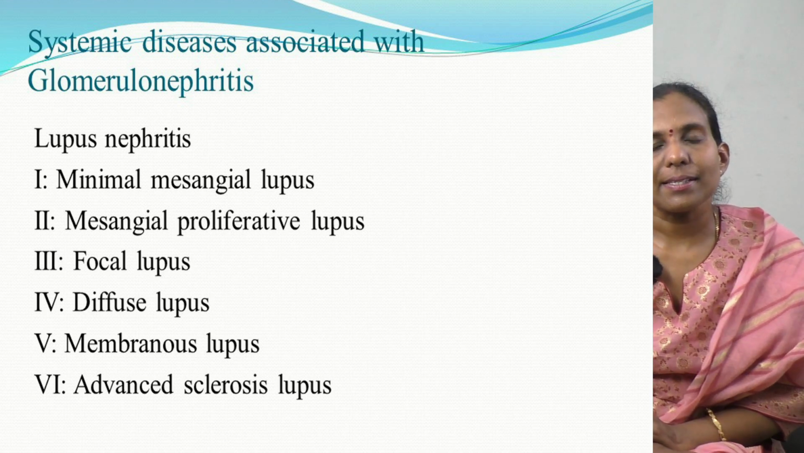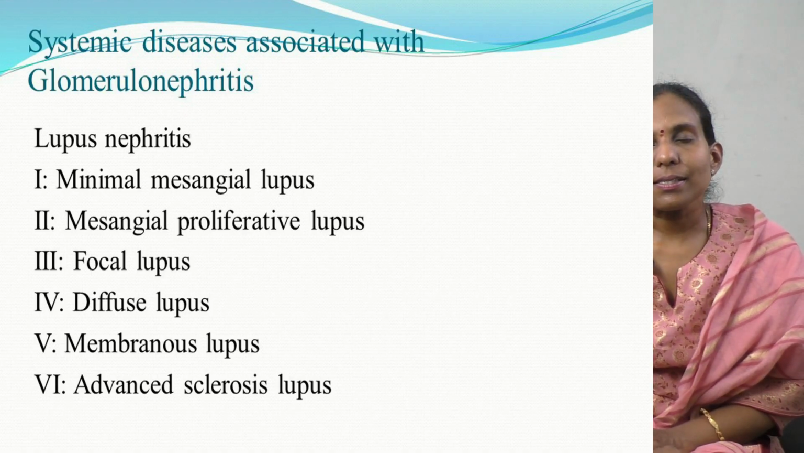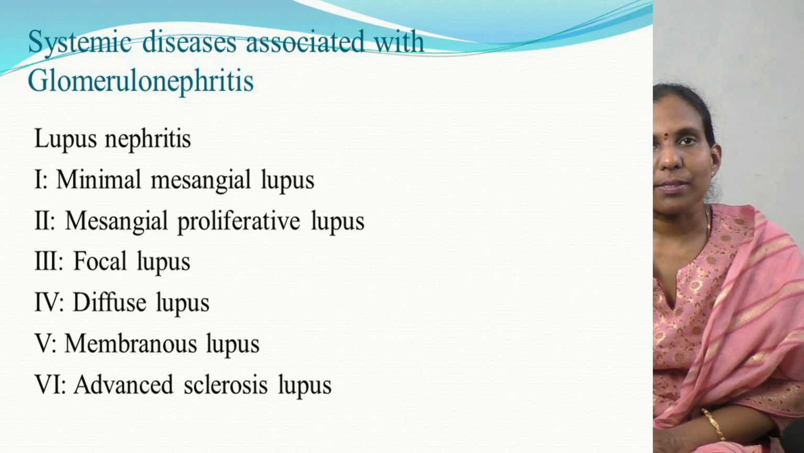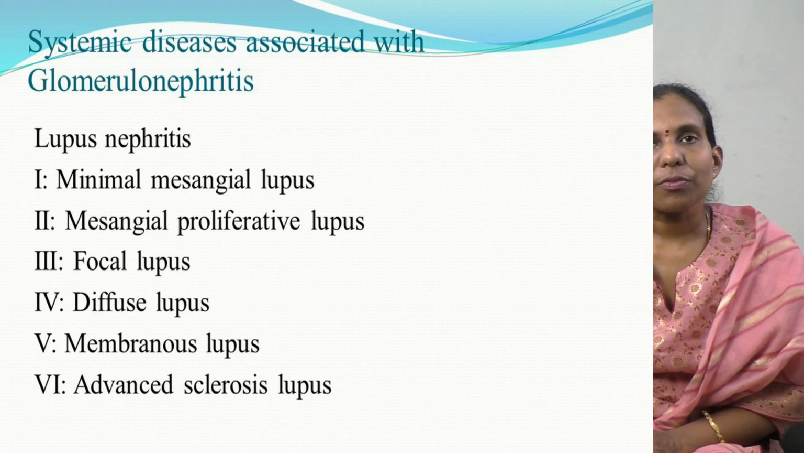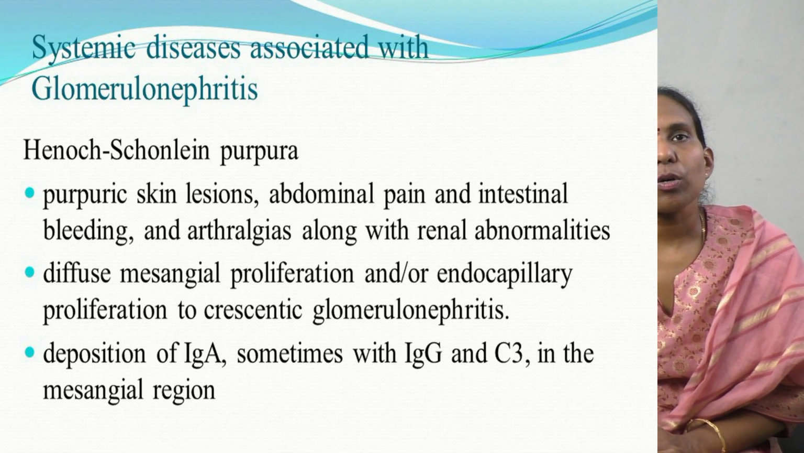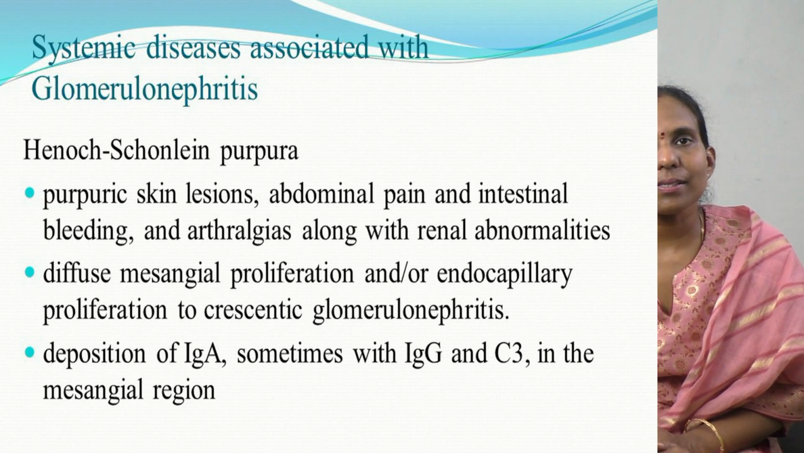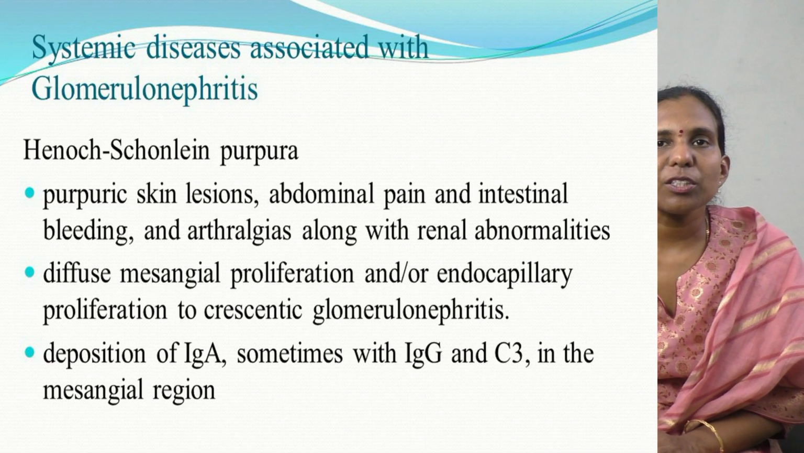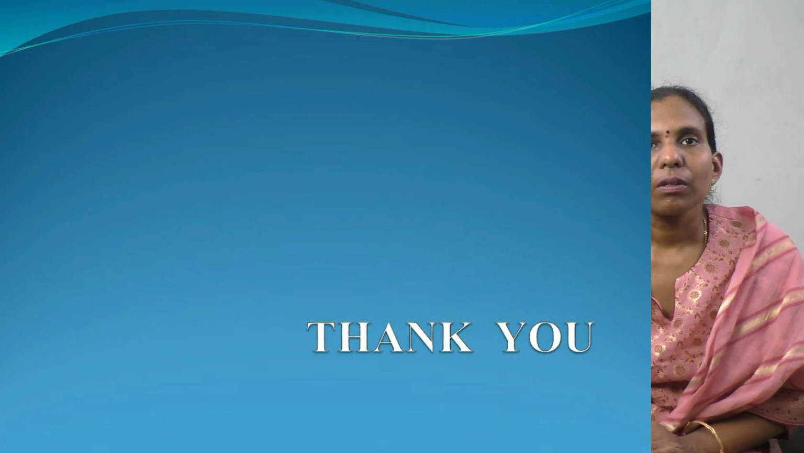Next systemic disease is SLE, which is called lupus nephritis, where we have 6 types of glomerulonephritis. Type 1 is minimal mesangial lupus nephritis, mesangial proliferative. Next condition, Henoch-Schönlein purpura, where you have purpuric skin lesions, abdominal pain and intestinal bleeding. There is diffuse mesangial proliferation and endocapillary proliferation. IgA is deposited. Thank you.